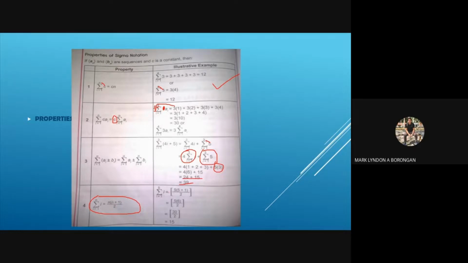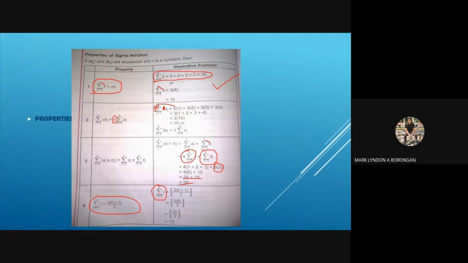So if you have an example with the summation of i up until 5, it is i. Don't confuse this with the first property. In the first property, it is a constant. But what if the given is a variable? What if a variable is given? Then you insert our fourth property.